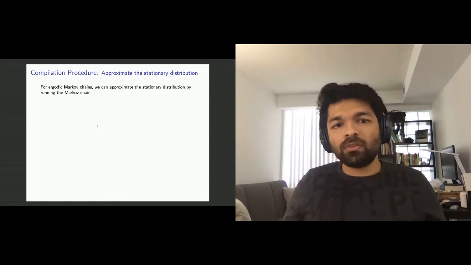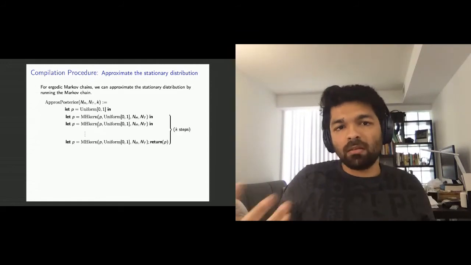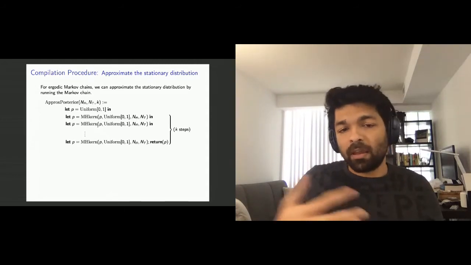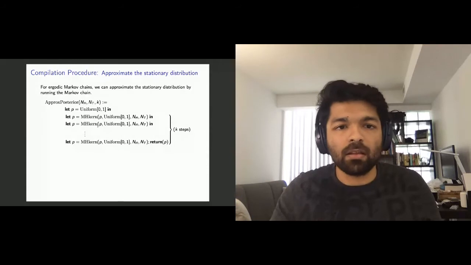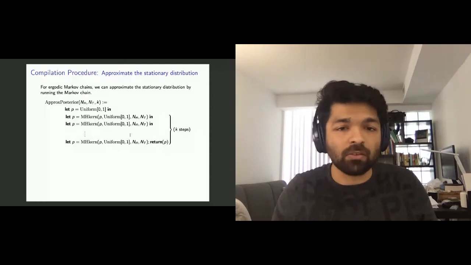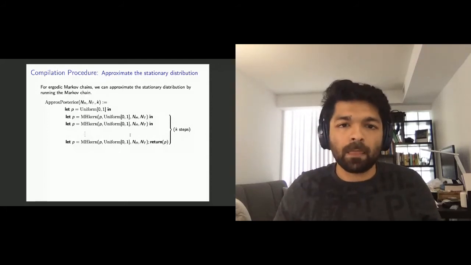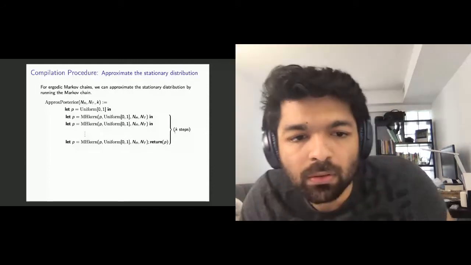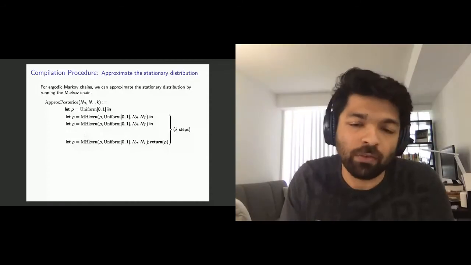So we can use this idea that we can approximate the stationary distribution by running the Markov chain, or by iterating the Markov chain. So we can construct these approximate posteriors. Here, the approximate posterior is just the k-step approximation of this simulation of the Markov chain. So for this particular example, the Markov chain is very well behaved.